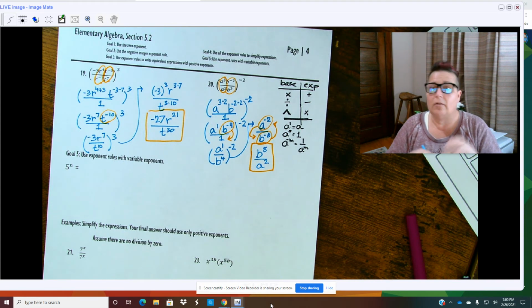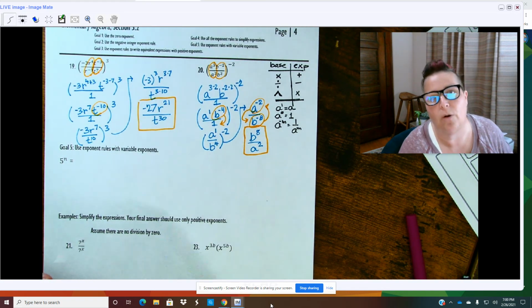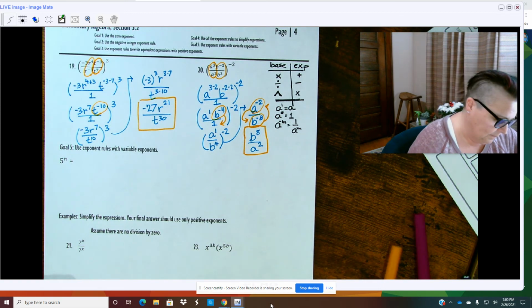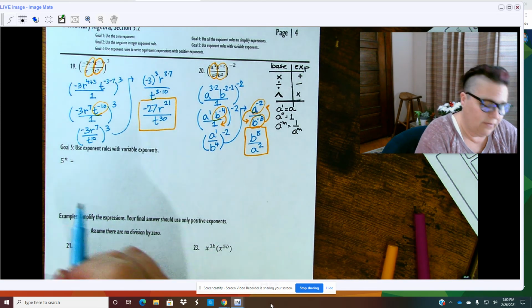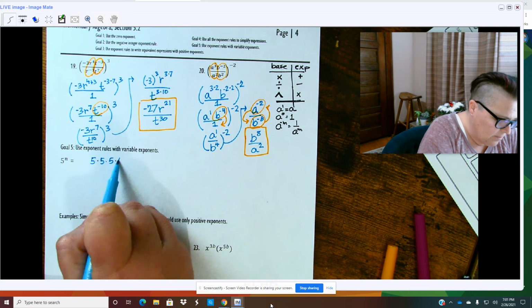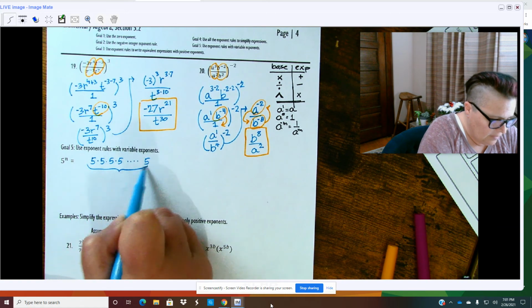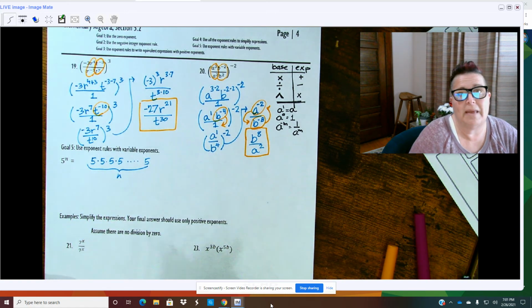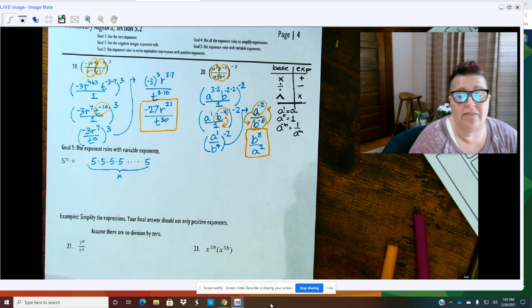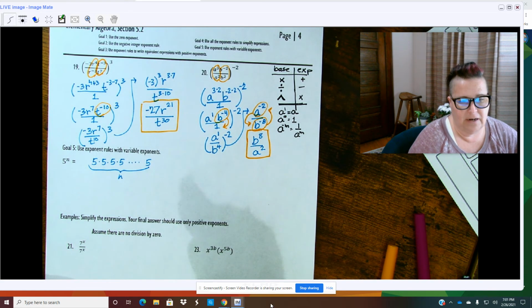Okay. Now, I'm going to be a little bit extra here. I just want to show you that these rules work no matter what is in the exponent spot. When you see something like 5 to the n, that means they have 5 written down a number of times. How many times? There are n of them, however many. We can treat that n, that variable, just like we would any other number that's there.